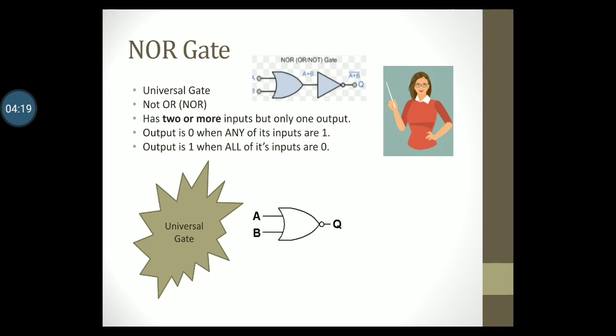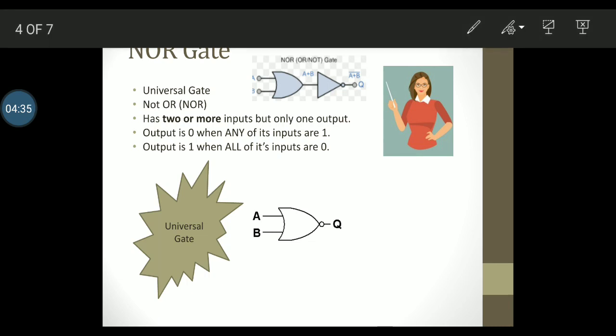The NOR gate will give an output of 0 when any of its inputs are 1, and it will give an output of 1 when all of the inputs are 0. The logic diagram for a NOR gate looks like this. It is basically an OR gate followed by a bubble at the tip.